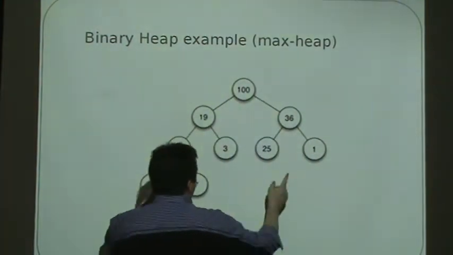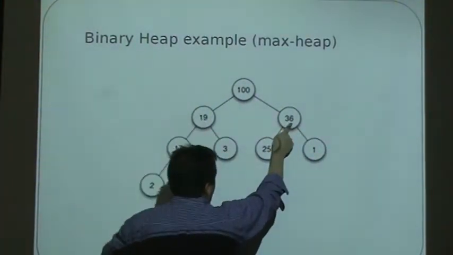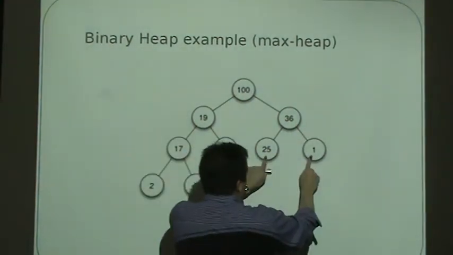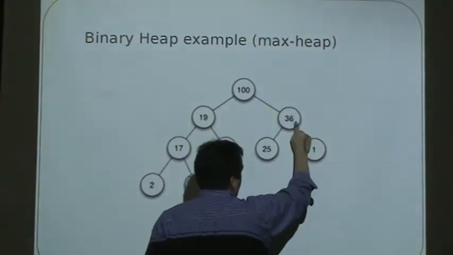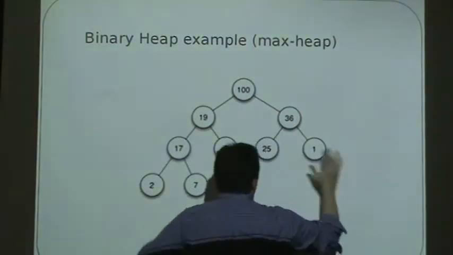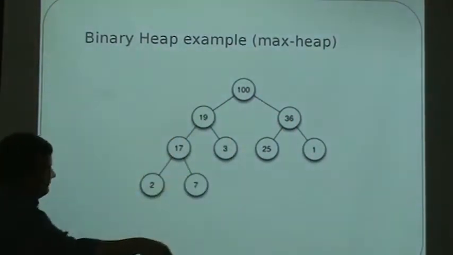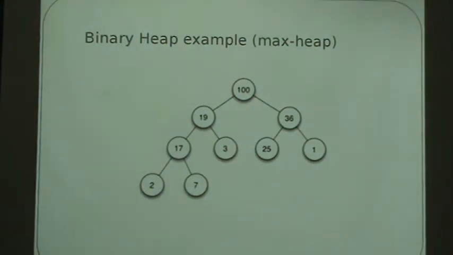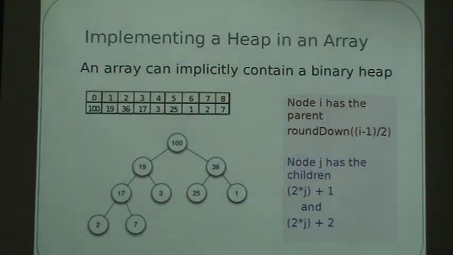turning the structure back into a heap, comparing 36 to 19 and putting the 36 here, comparing 25 and 1 and putting the 25 here, and now we have a heap again. Then we pop out the 36 and turn it back into a heap. So we pop out the top number and turn it back into a heap, and just keep doing that until the heap goes away. And then we have all our values sorted.